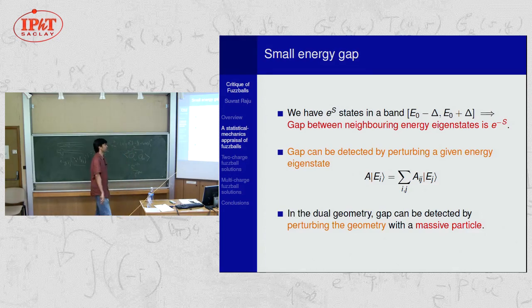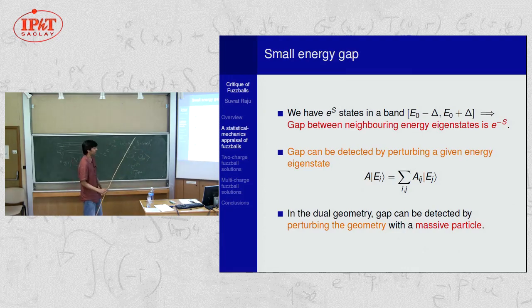That constrains fuzzballs. You see, in a typical statistical mechanics system, if you take some finite band of energy states between some large energy E0 minus delta and E0 plus delta, then there are e to the S states in this band. Okay? Now that means that if there are no degeneracies, and this is an important point, if there are no degeneracies, then the gap between neighboring energy eigenstates is e to the minus S.